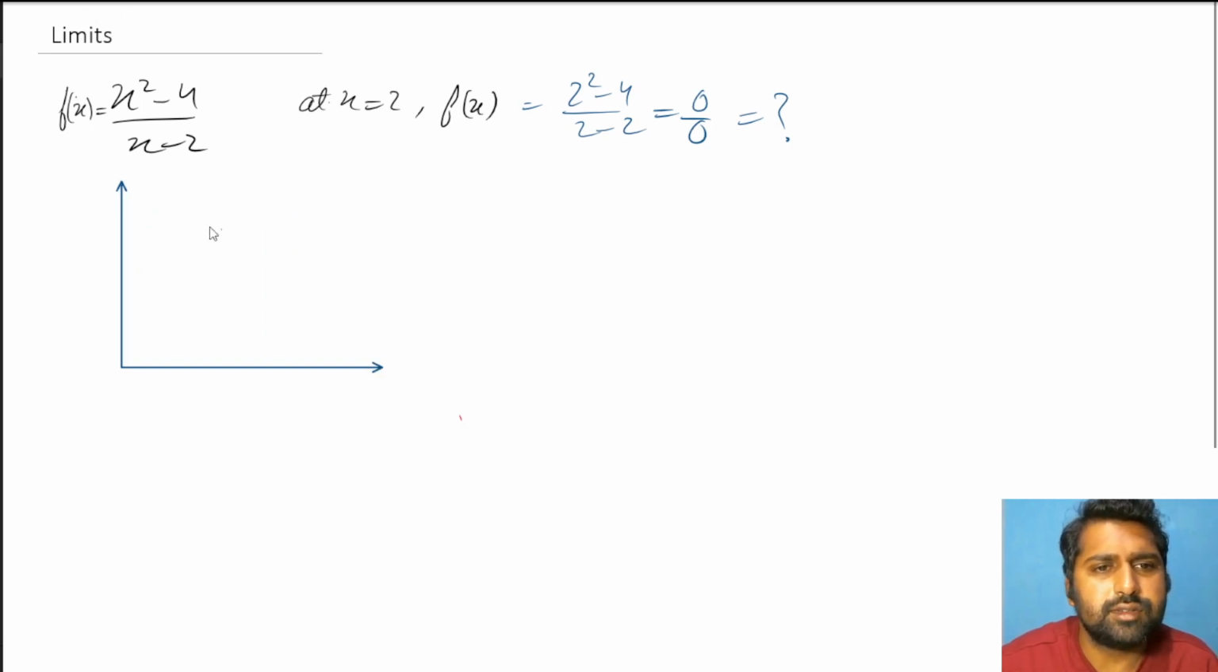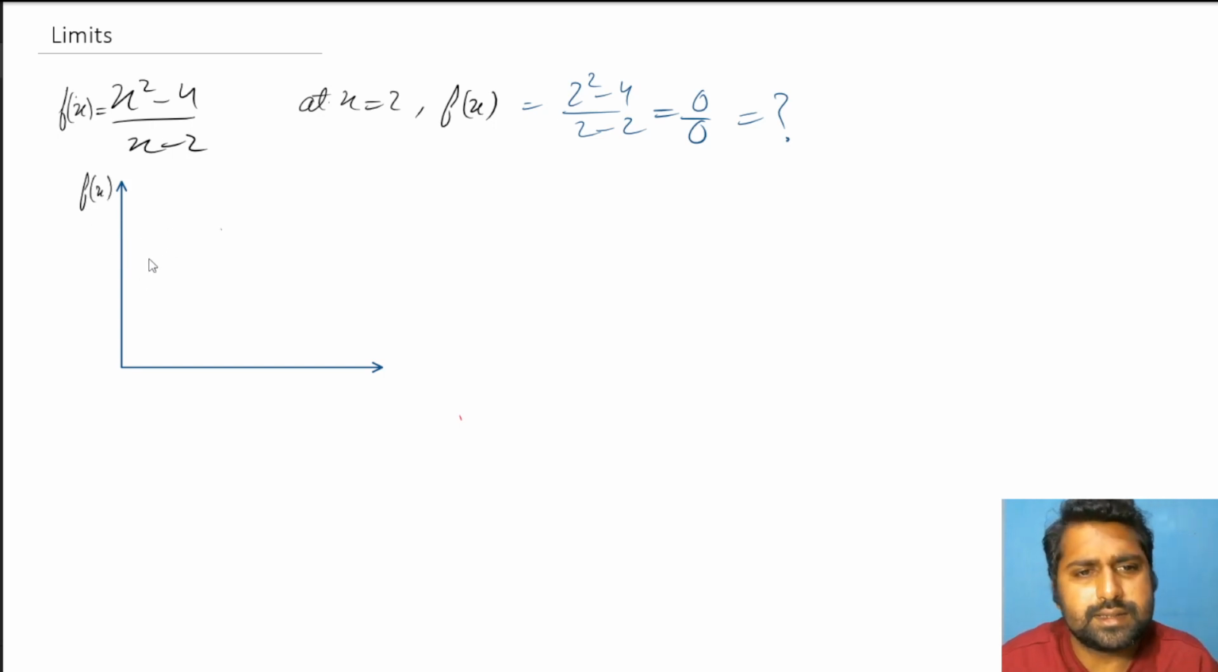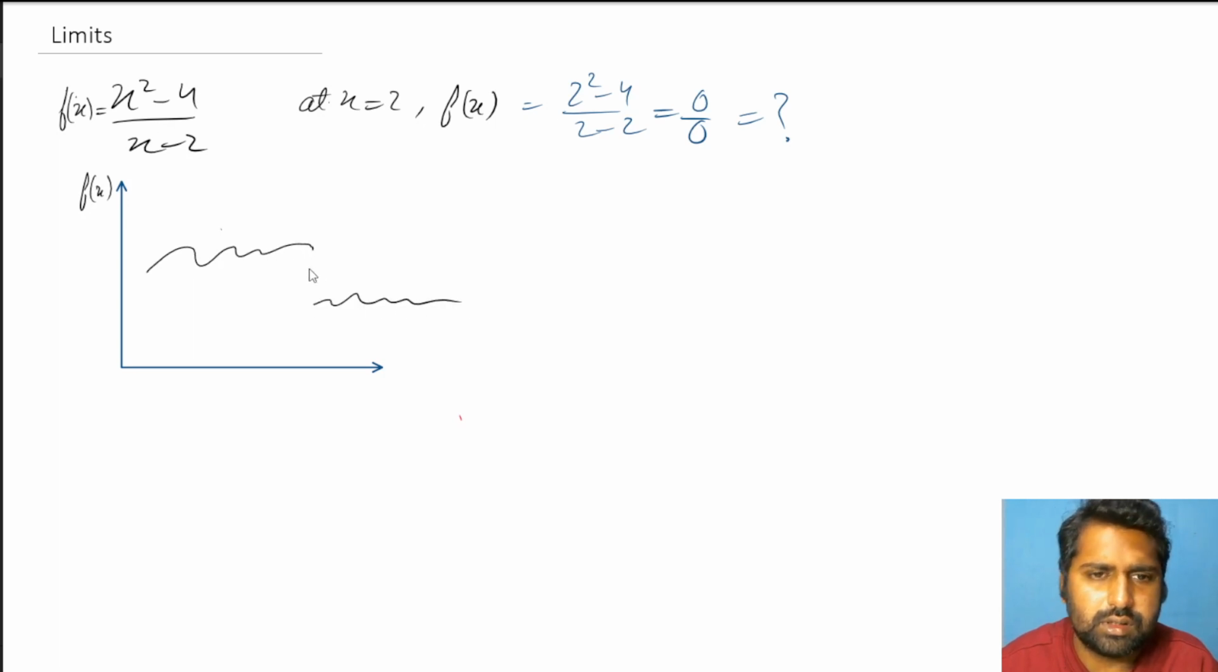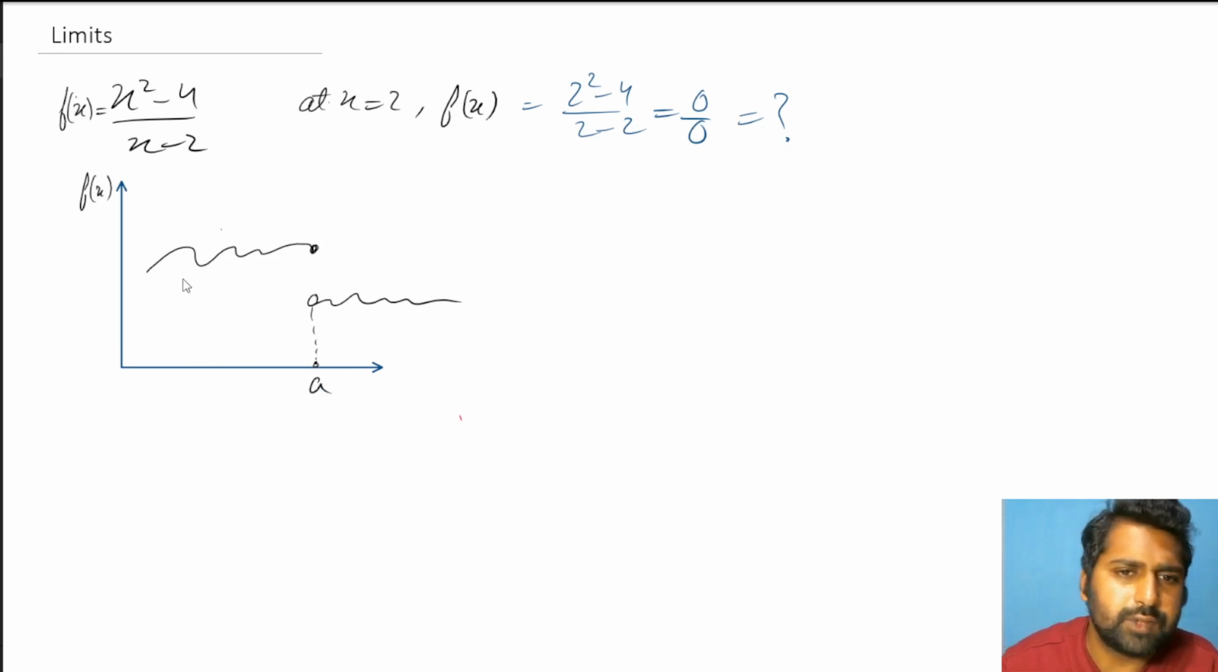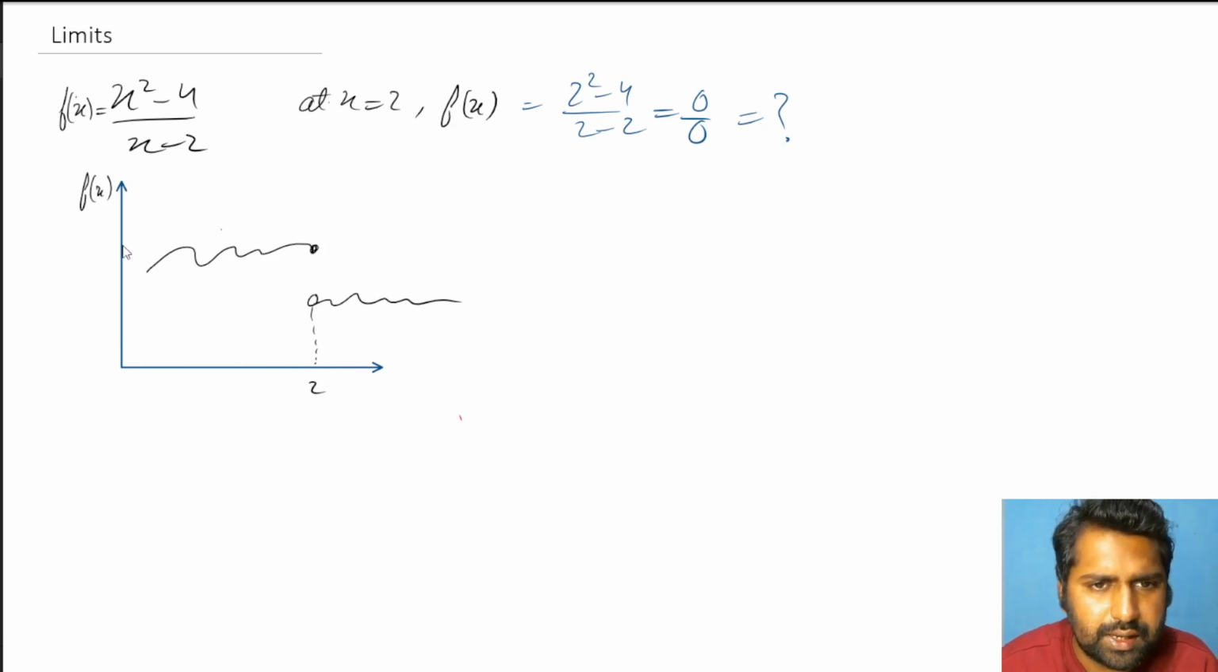Okay, this is your function f(x), and let's say this is your graph. Okay, it's like this. Let's call this point as A. Or let's take some value, let's say 2. Okay, this is 2 and the value here is 5 and the value here is 3.